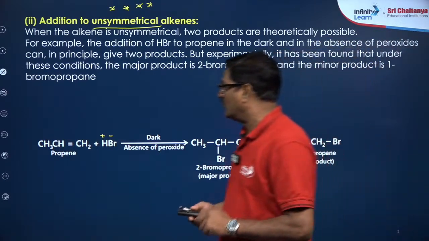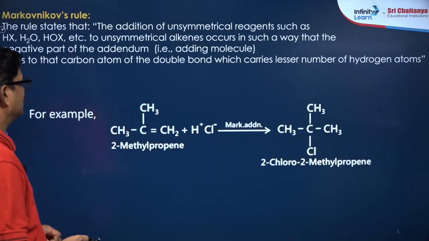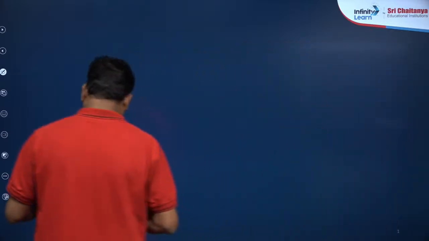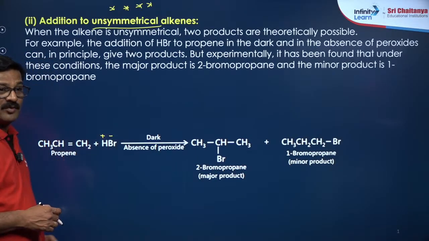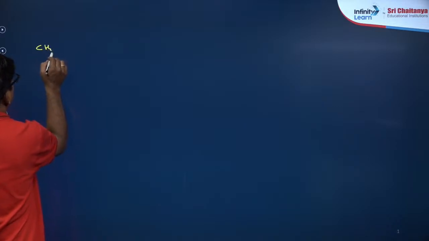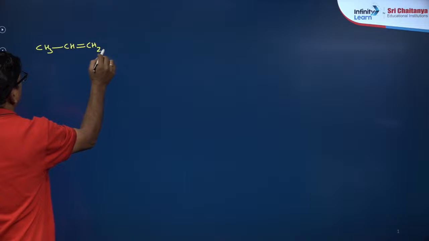Let us talk about the mechanism of this. It is governed by two things theoretically: one is the Markovnikov rule and the other is the stability of the carbocation. Let's talk about the same. Take propene, CH3 CH double bond CH2.